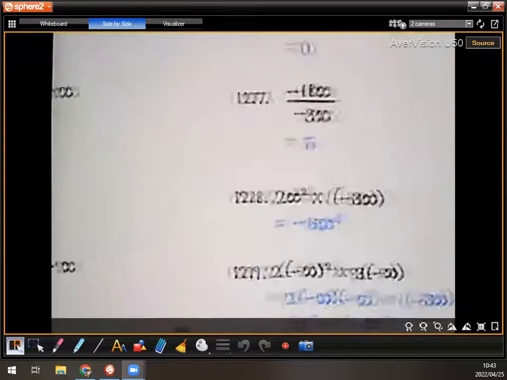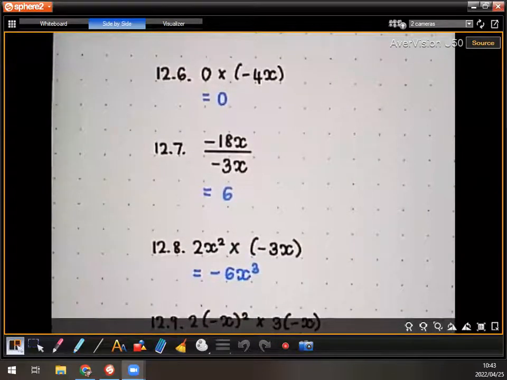12.6. There we go, 12.6. Guys, anything multiplied by 0 is just 0. Hey, did you know that? We did that in primary school, I'm sure. So guys, it can be multiplied by any complicated thing. They can say 0 times and then a whole fraction that you can simplify. You don't even have to. As soon as you see 0 times anything, the answer is just 0. So 0x is 0.